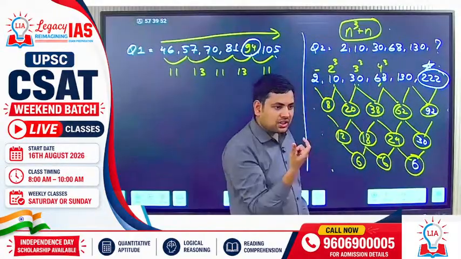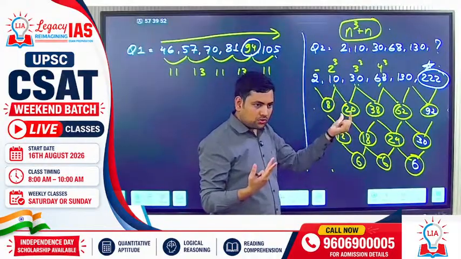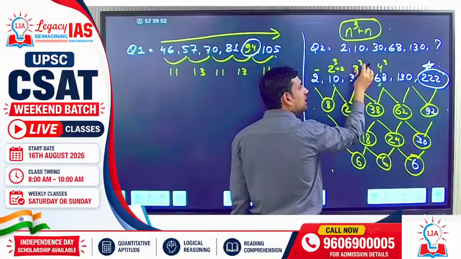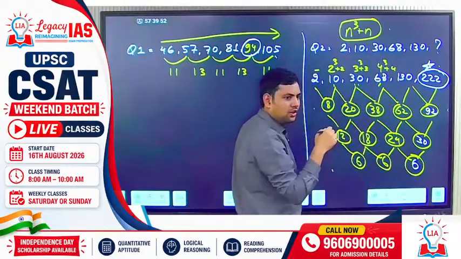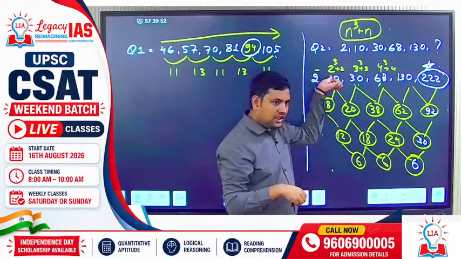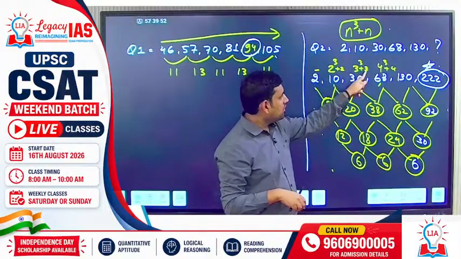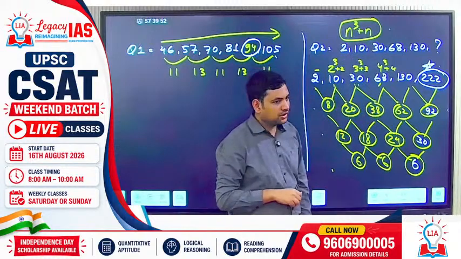Then you see what is the difference here? 2 cube is 8. 8 and 10, what's the difference? 2. Correct. So here you are adding 2. Here what you are adding? 3 cube is 27. Getting to 30, you are adding 3. Then here you are adding 4. So if you consider these numbers to be n, this becomes n cube plus n, n cube plus n, n cube plus n. That is how you get the general pattern. Okay.